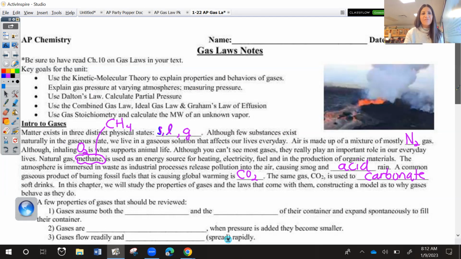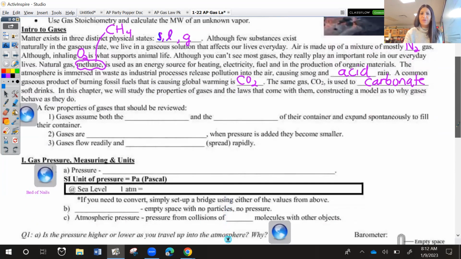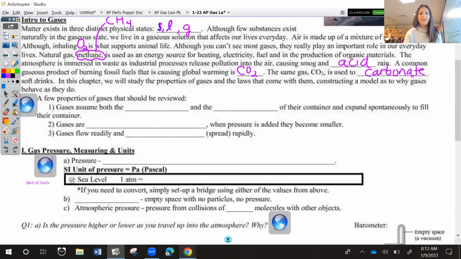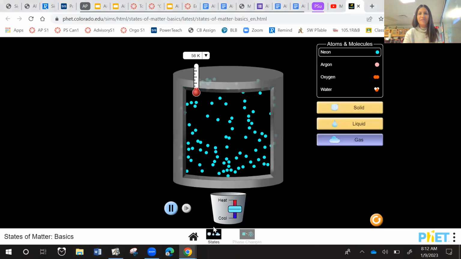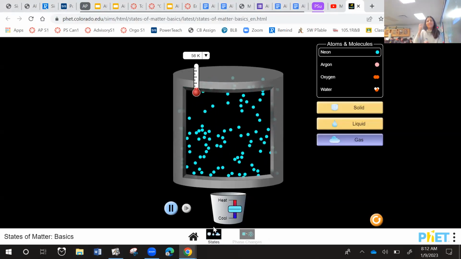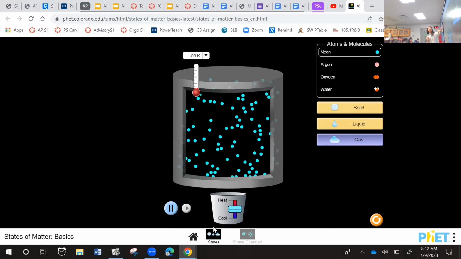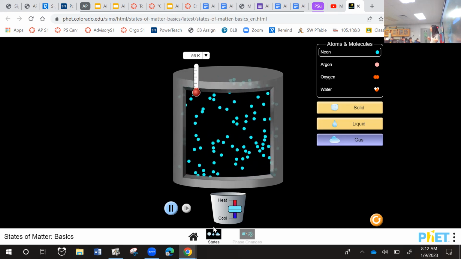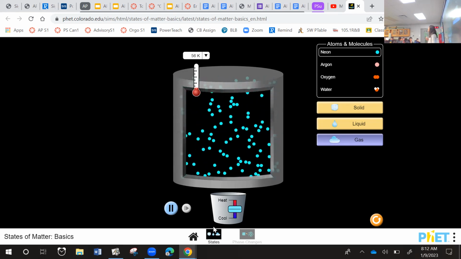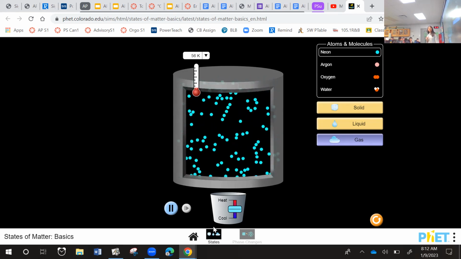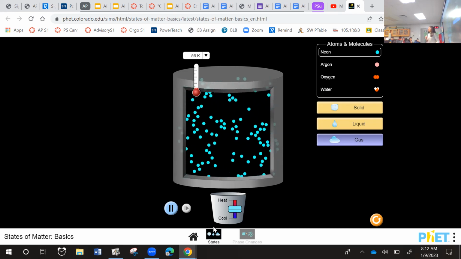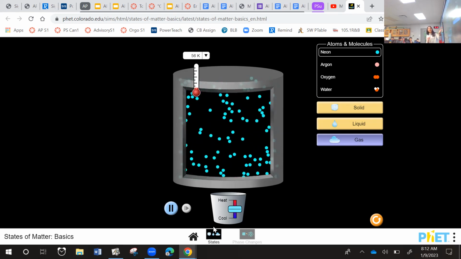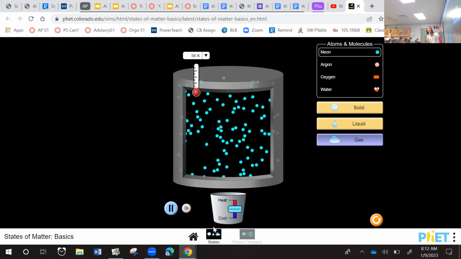So it says a few properties of gases should be reviewed. If we take a look at this PhET simulation here, we can see that the molecules are bouncing against each other. This is according to what is called the kinetic molecular theory. Are they stopping? No. Is there a battery? No. Are we adding any heat? No, we're not doing any of the above. These molecules are simply going to bounce off of each other.